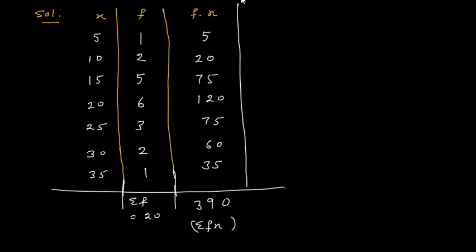Now I should write this fx in such a way that below the unit place there should be the unit value of the other number, and below the tens place there should be the tens value. Then it will be easy for you to do the sum. Okay, so now we have sum of f, which is 20, and sum of f into x, which is 390.